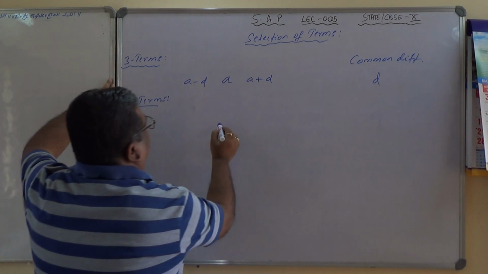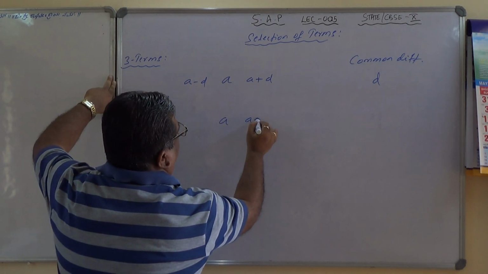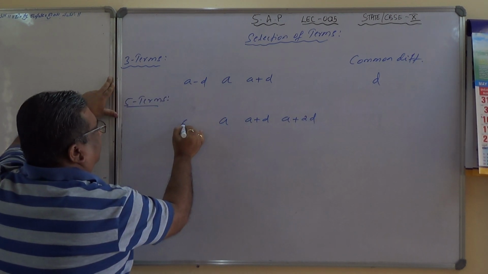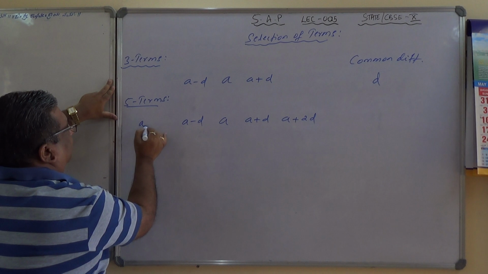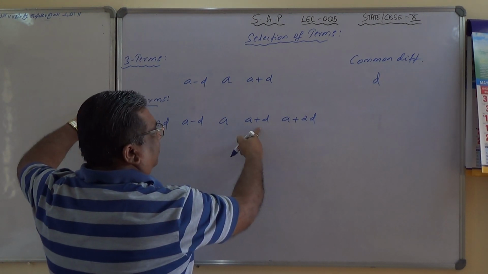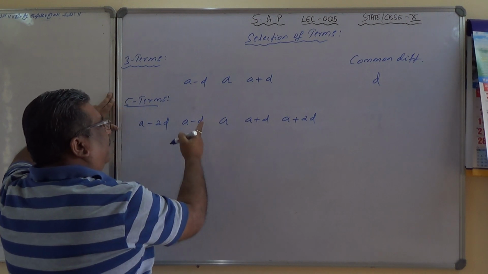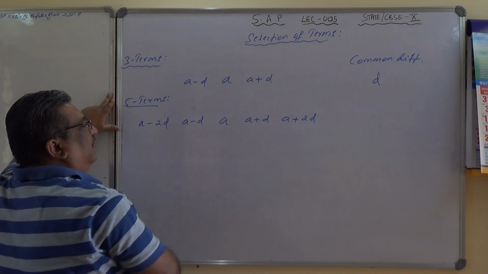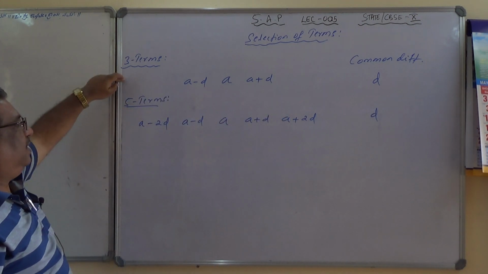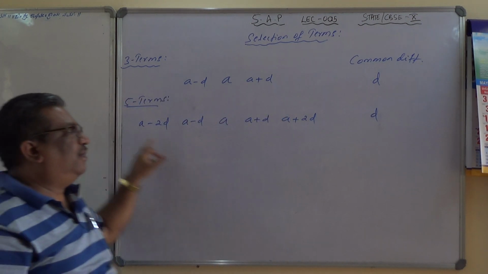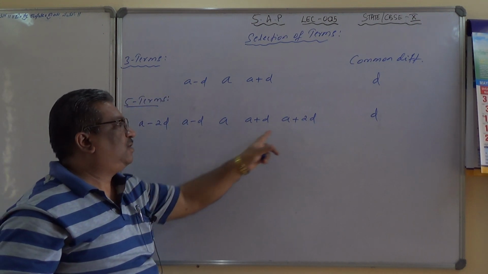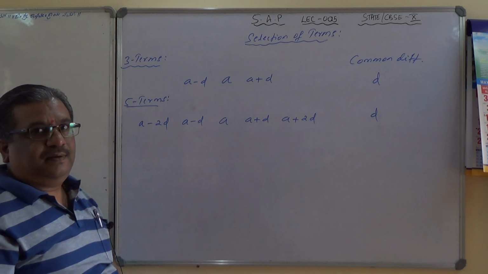Five terms: A, A plus D, A plus 2D, A minus D, A minus 2D. This minus this, D. This minus this, D. This minus this, D. This minus this, D. And therefore common difference D here. So if I select three terms and five terms, then the common difference is D. You can check from here.